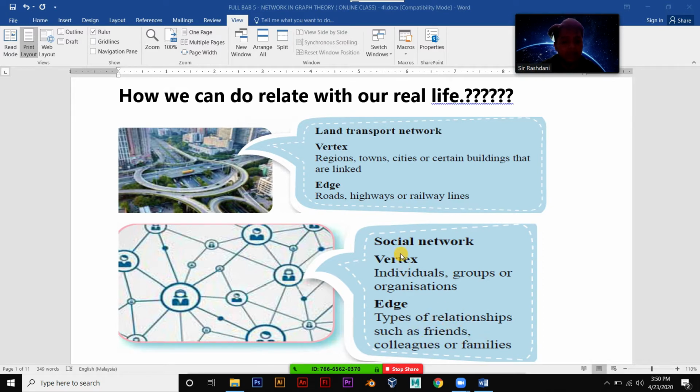For example, I take the closest example, which is about us. The vertices will be the group, which is all people in school, and the edges will become the relationships. For example, I'm your teacher and you are my students. So that's how it works for network.